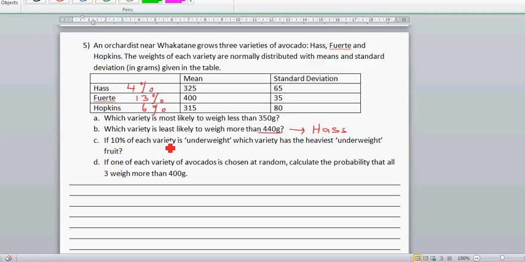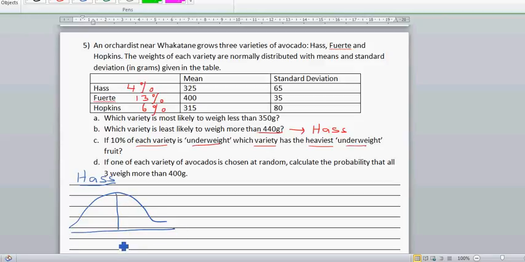Okay, so let me do question C. If 10% of each variety is underweight, which variety has the heaviest underweight fruit? So let's start with Hass. If you want to find which variety, 10% of each variety is underweight. So let's draw a normal curve.